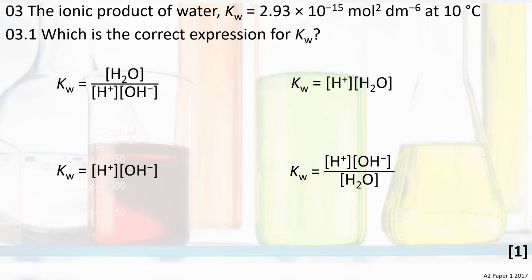Well, it's easy to get mixed up between Kw and Kc. The option on the top left is some sort of confusion with Kc, as is the suggestion on the bottom right. The top right suggestion, Kw is equal to H plus multiplied by H2O concentration, that's just simply wrong. You have to know this equation, Kw is equal to H plus concentration multiplied by OH minus concentration. The correct answer is the response on the bottom left.